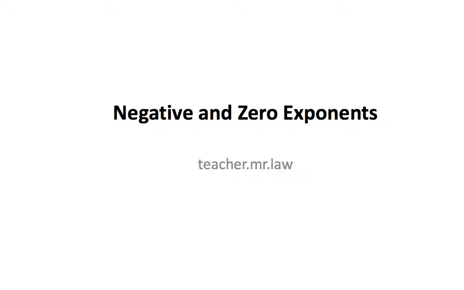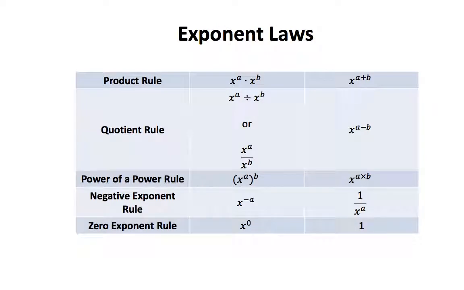In today's lesson, we'll be learning about negative and zero exponents. Before we begin, let's review the exponent laws. For the product rule, when you're multiplying exponents with the same base, you add the exponents. For the quotient rule, when you're dividing exponents with the same base, you subtract the exponents. For the power of a power rule, when you have an exponent raised to another exponent, you multiply the exponents.